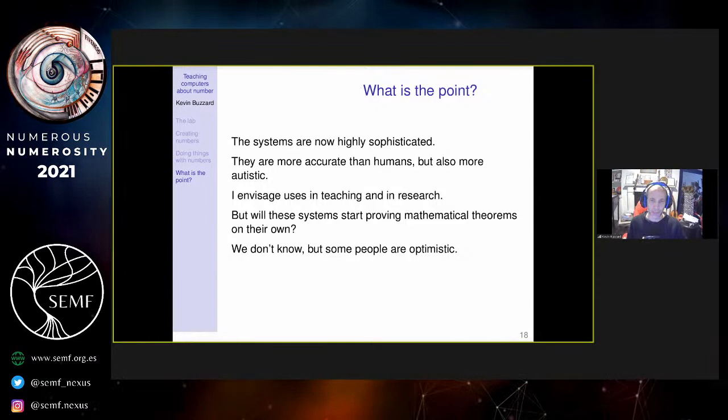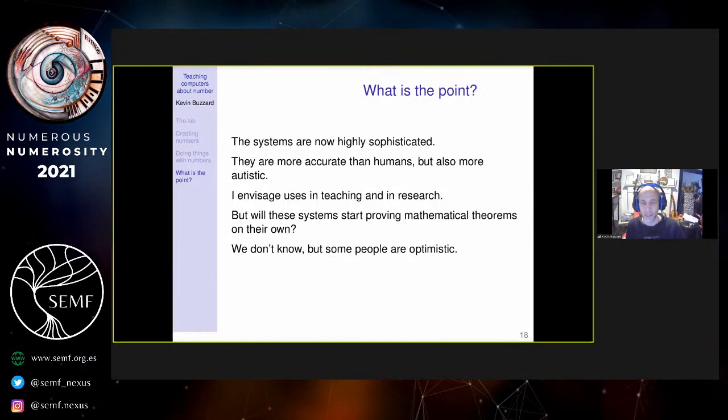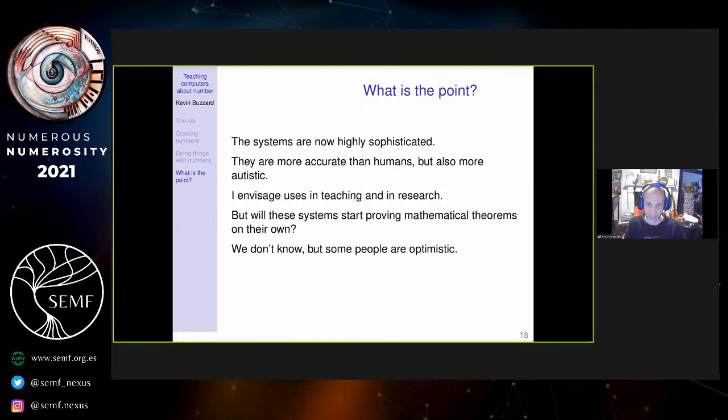But actually, I think that if I'm working on this kind of thing, I might end up in some sense putting myself out of a job. But one would find it very hard to argue that this isn't some kind of progress, because then computers and humans will be able to start working together to push mathematics further.